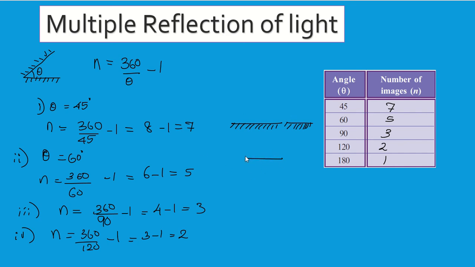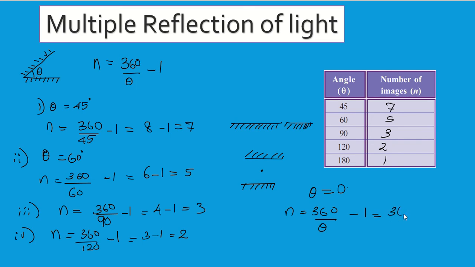If I'm keeping two mirrors parallel to each other, what would be the number of images formed in this case? I have an object here, right? So the angle between the mirrors is theta equal to 0. So we'll be getting n equal to 360 divided by theta minus 1.